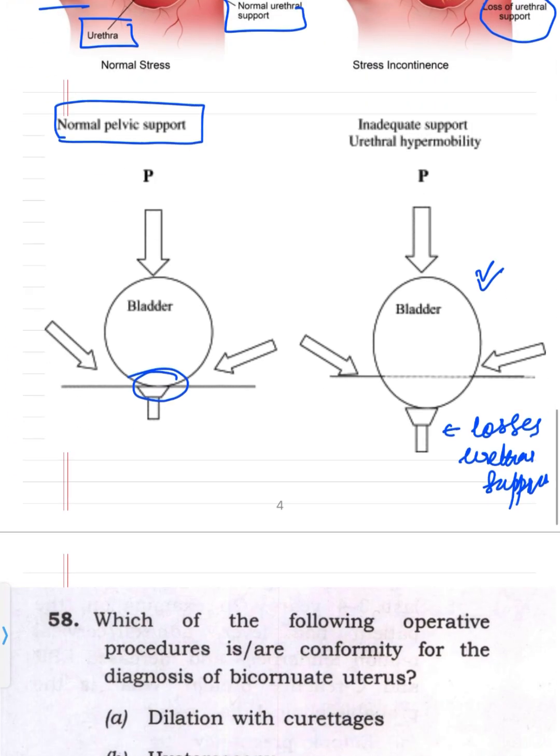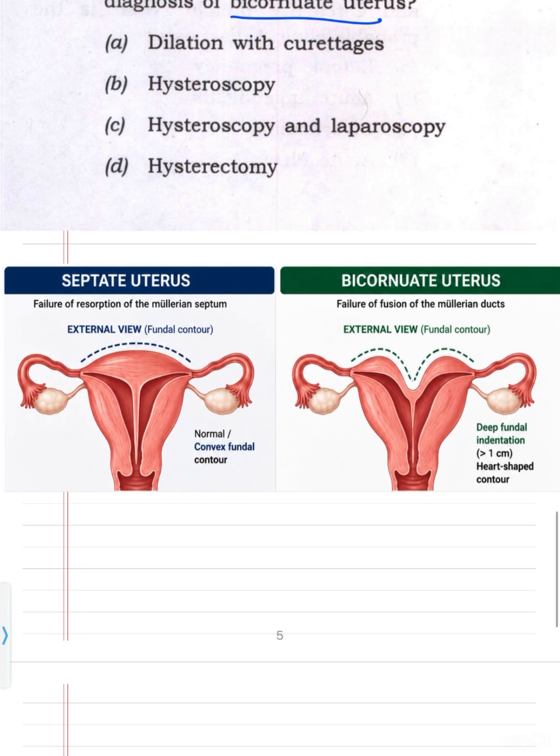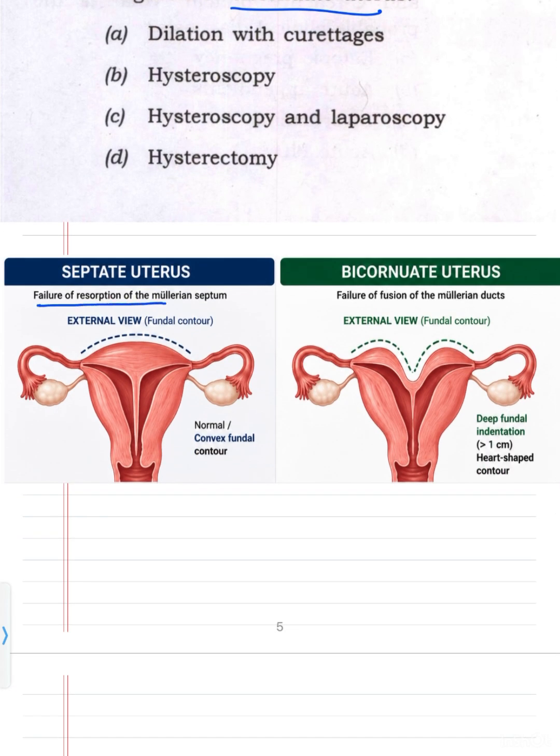Now coming to the next question. 58. Which of the following operative procedures is or are confirmatory for the diagnosis of bicornuate uterus? So we have two types of uterus. One is the bicornuate uterus, the second is the septate uterus. Now actually there are many types of uterus, but septate uterus and bicornuate uterus are the ones which we have to differentiate. So in the septate uterus, there is failure of resorption of the Mullerian septum. So the septum is present, but the fundal contour is intact.